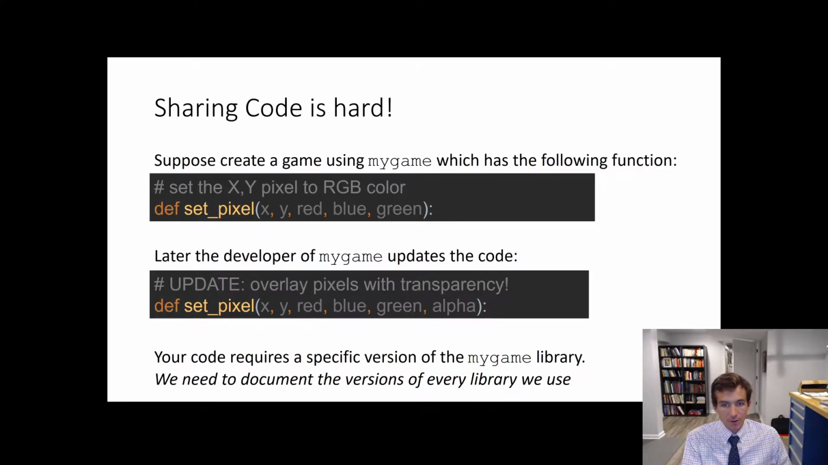It would be trivial for you to change your code to make it work with this new library. You could just set alpha equal to 0 so it's not transparent, and that's fine. And if you're actively maintaining your code, that's what you should do. You should get the latest version of the libraries, make sure your code works, and that's how things are kept up to date.